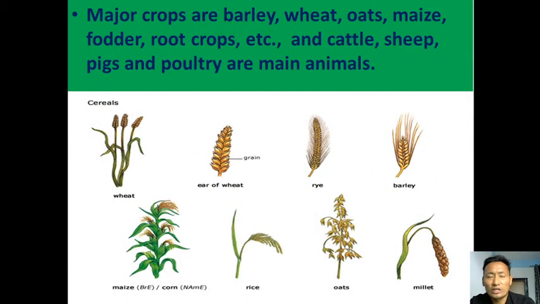Major crops: what type of crops are they cultivating? Barley, wheat, oat. Fodder crops means animal crops. Root crops, we can say potatoes, these are the root crops, etc. They are cultivating crops such as these, and they are rearing animals such as cattle. Cattle means cow, buffalo, like this. Sheep, pigs, and poultry, which means chickens. So they are doing two activities together: cultivation of crops and rearing and grazing of animals. Because of that, it is called mixed farming.